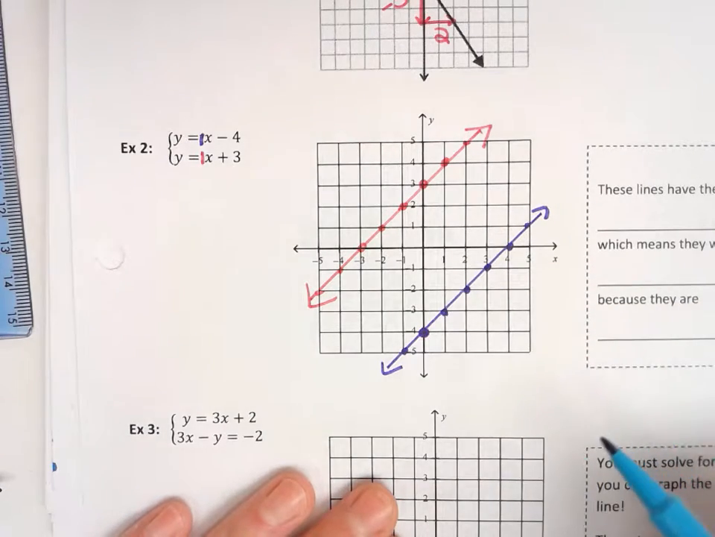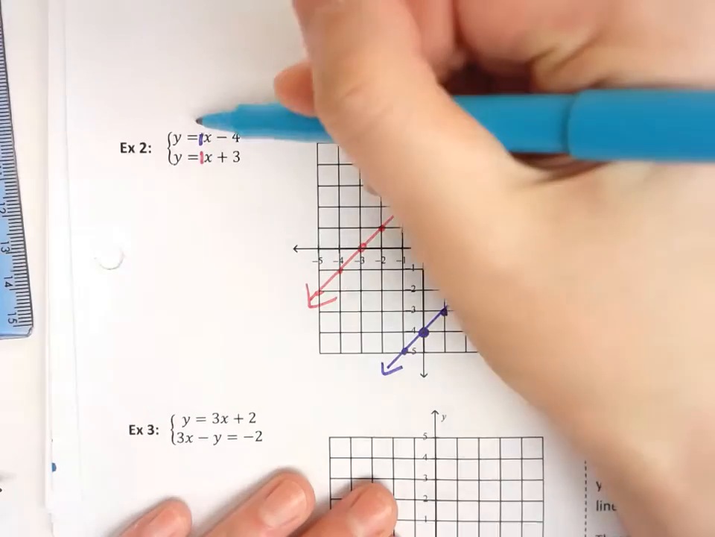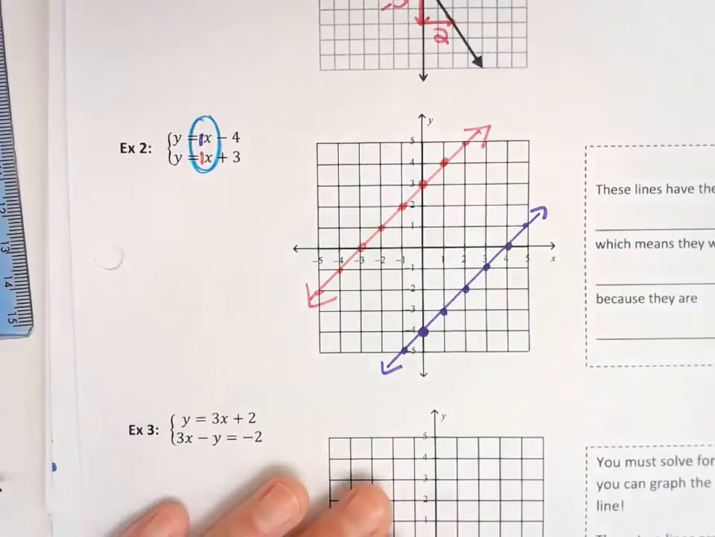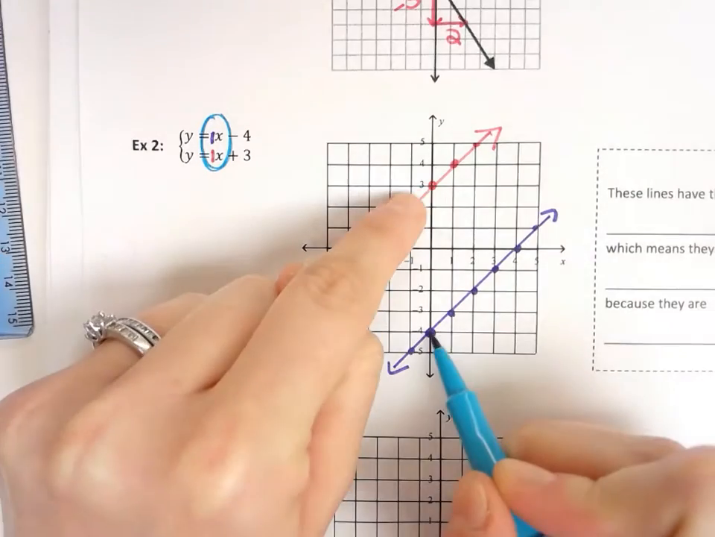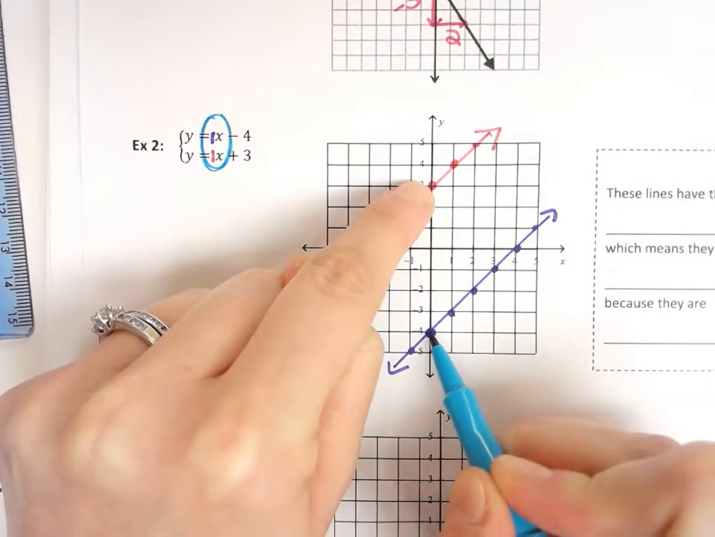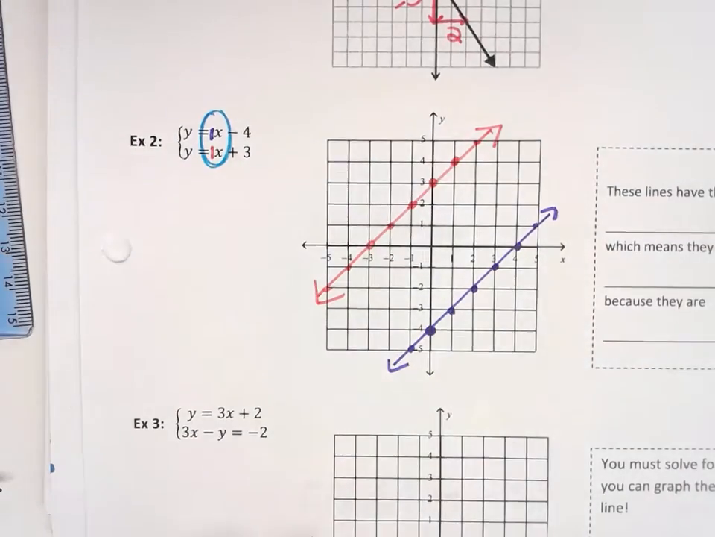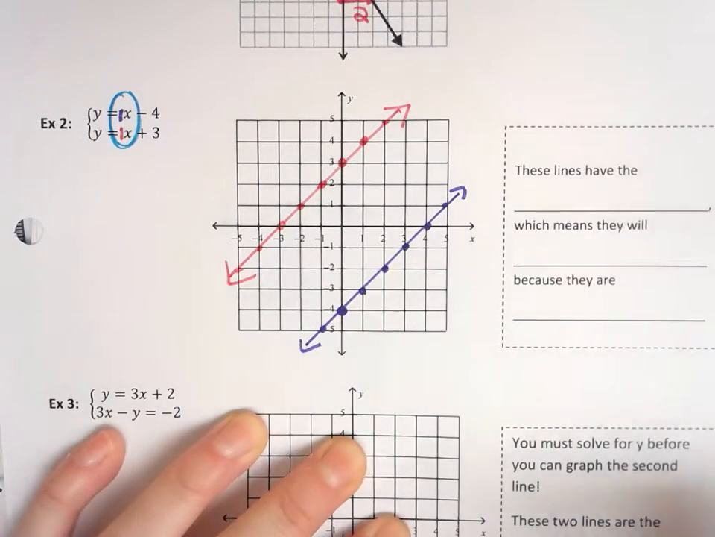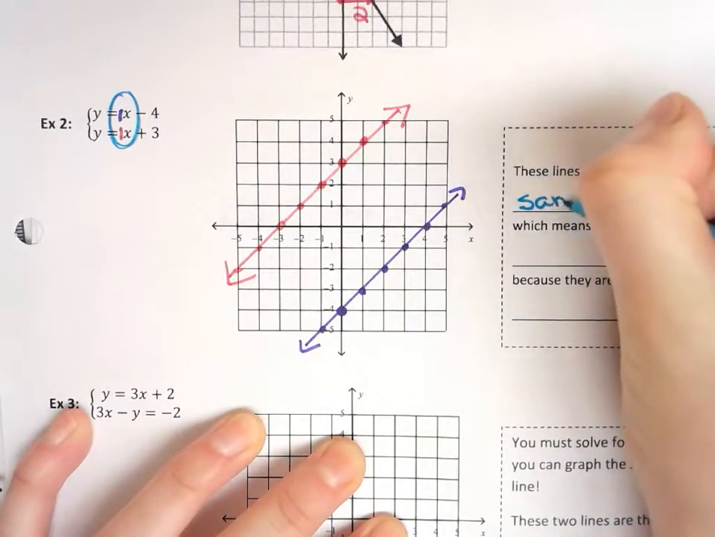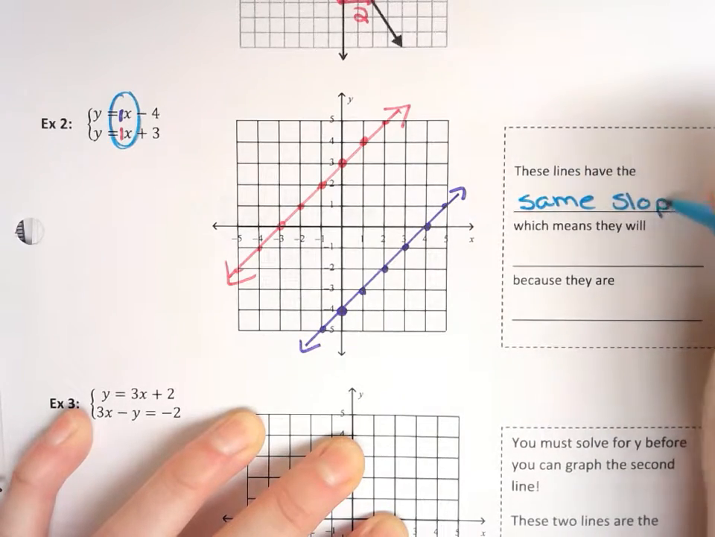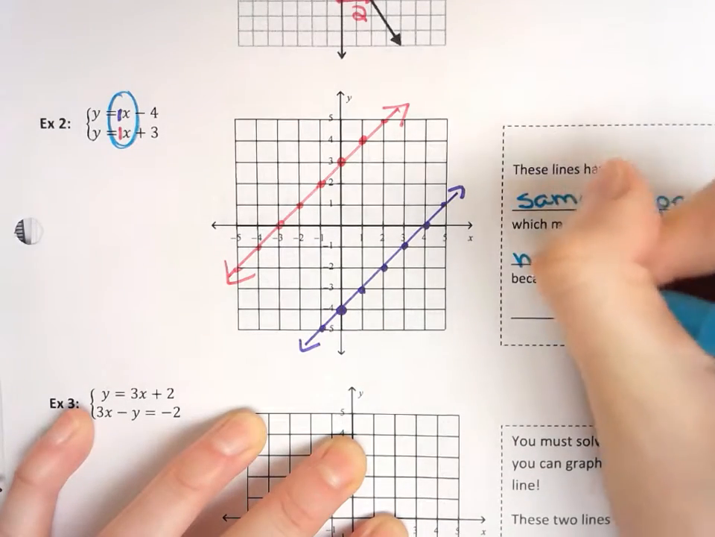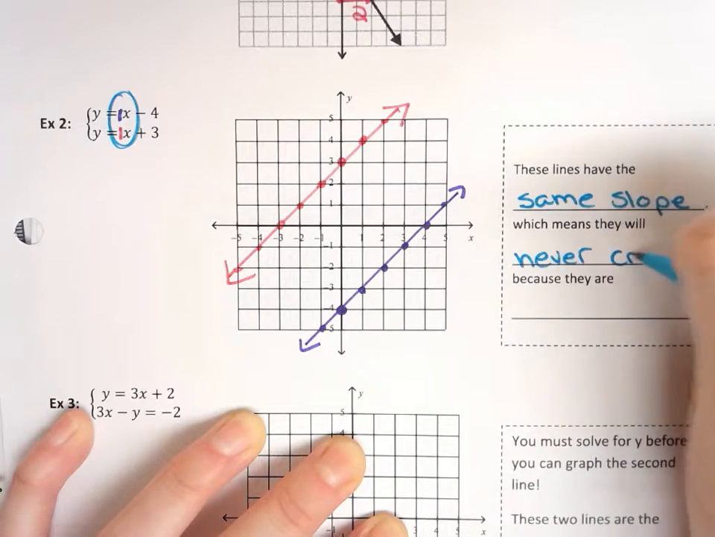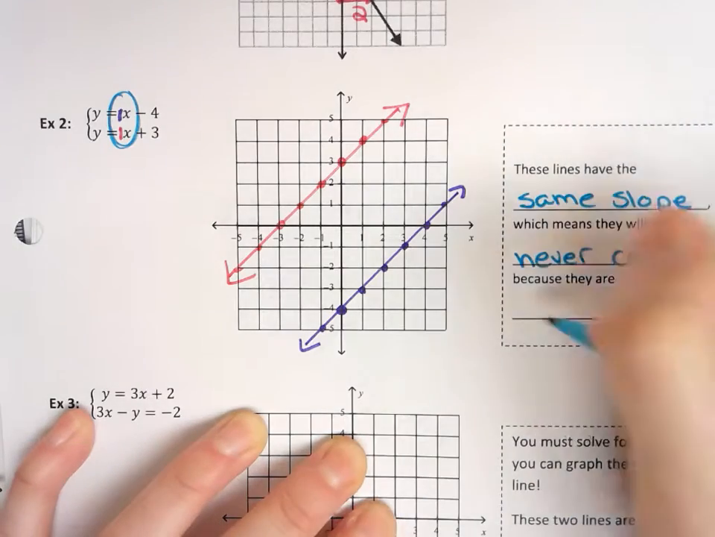Now the reason that I know for sure that they are parallel is because they have the exact same slope. So they might be starting off at different points, but they're both increasing by up 1 and over 1, so they are never going to cross. So over here I want you to put that these lines have the same slope, which means they will never cross because they are parallel.